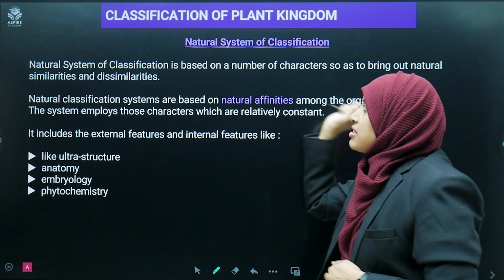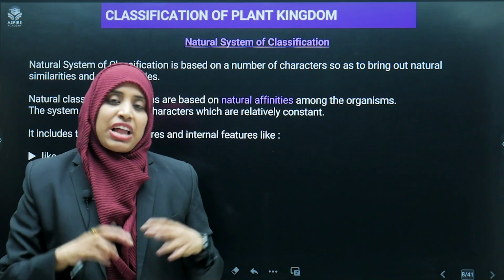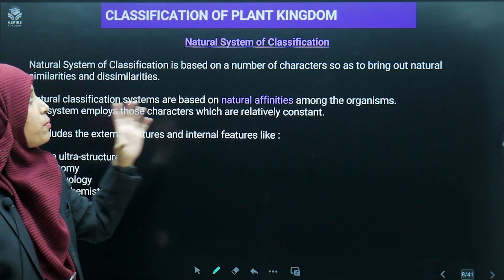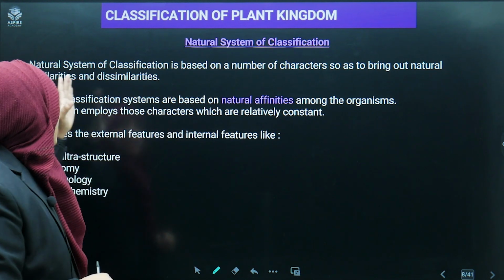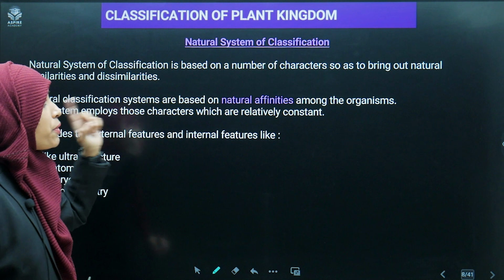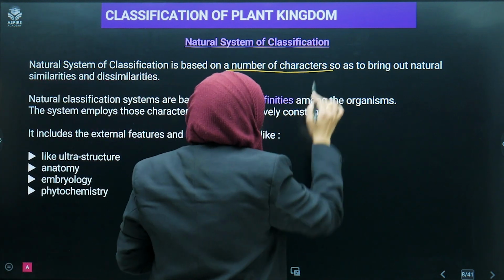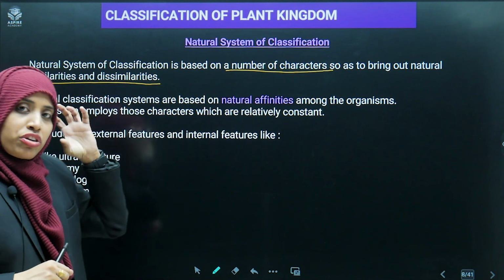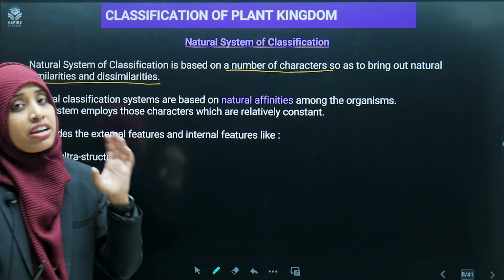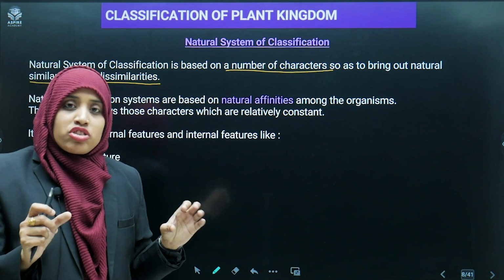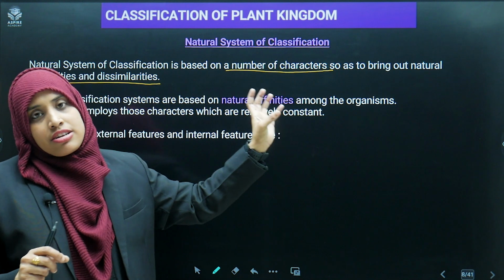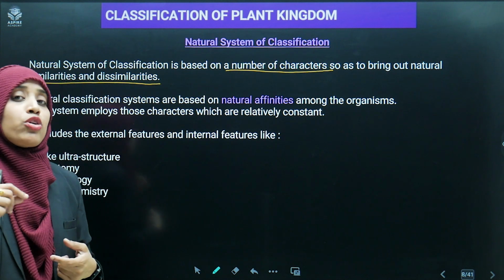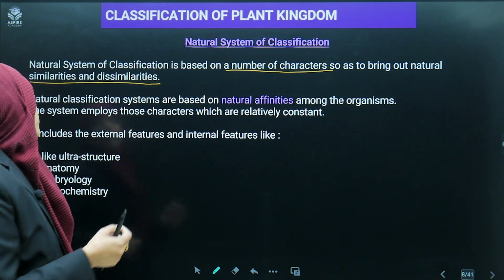ठीक है, so this natural system of the classification किस चीज पे बेस्ड था, natural system, that means कुछ natural characters को लेके ये main classification was given. Okay, so the natural system of classification is based on number of the character so as to bring out the natural similarity and dissimilarity. तो different plants के बीच में क्या similarity है, क्या dissimilarity है, all was just focused by taking the number of characters in comparison. बहुत सारे natural characters को लेके compare किया गया, even उनमें similarities देखे गए, differences देखे गए.